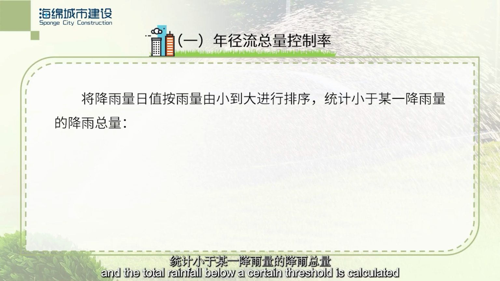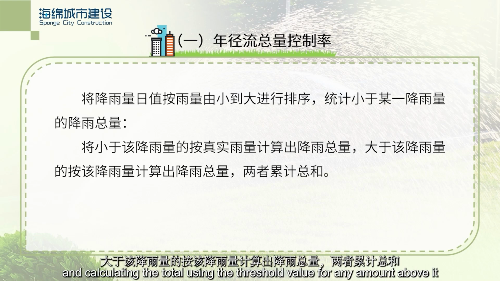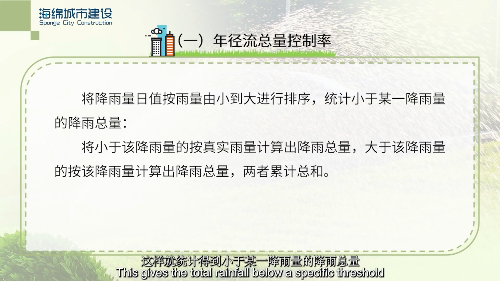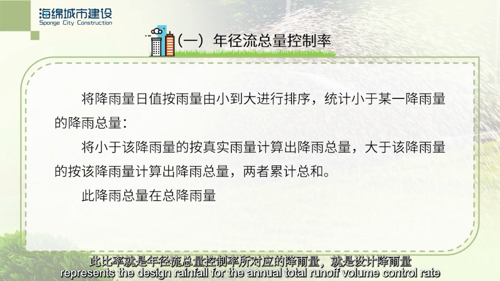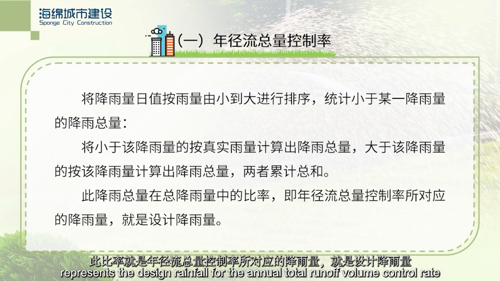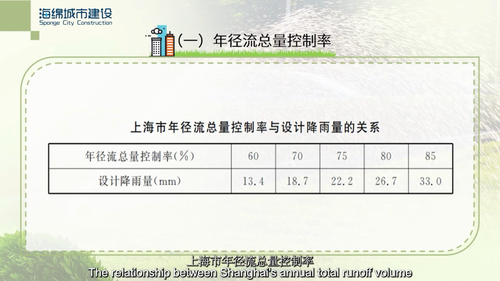Rainfall data is sorted from the smallest to the largest daily values, and the total rainfall below a certain threshold is calculated. This involves summing up the actual rainfall amounts below the threshold and calculating the total using the threshold value for any amount above it. This gives the total rainfall below a specific threshold. The ratio of this total to the overall rainfall represents the design rainfall for the annual total runoff volume control rate.